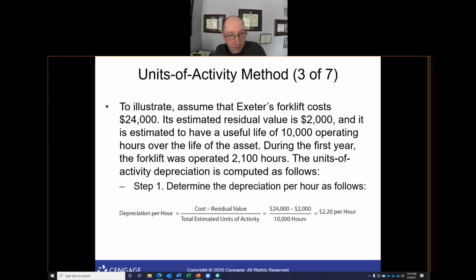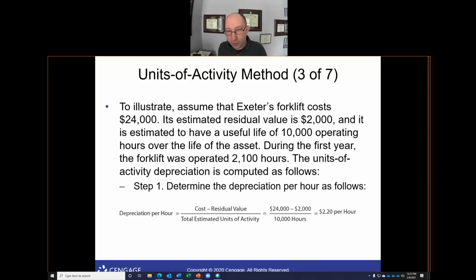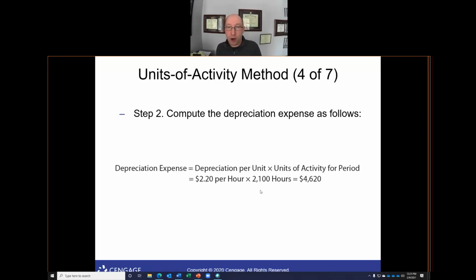So $2.20 per hour. Then step two, I take my depreciation per unit times the units of activity for the period. So what it says, during the first year, the forklift was operated 2,100 hours. So I take my $2.20 per hour, and I multiply that by the 2,100 hours I utilized in the first year. So $2.20 times 2,100 equals 4,620. 4,620 is the amount of depreciation for the first year for the forklift.